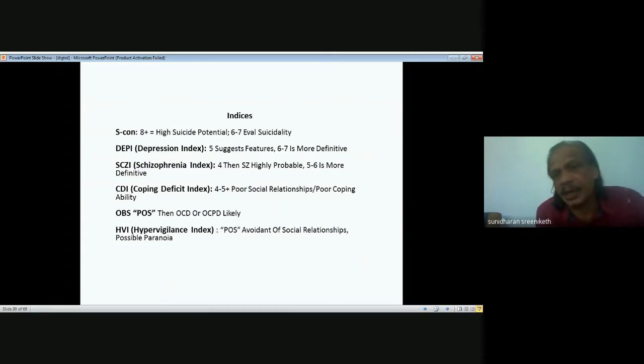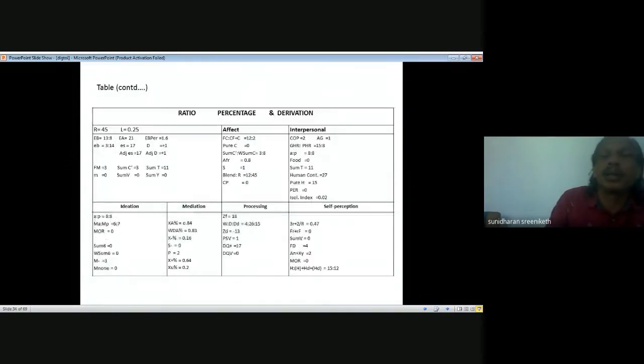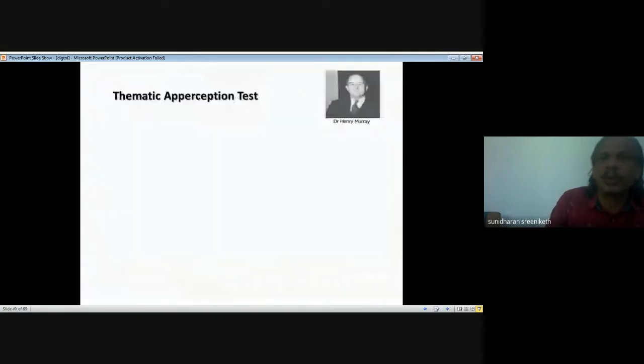Then the hypervigilance index shows how far the person is vigilant about the current situation or the environment. He may avoid social relationships because he is not trusting others, or he may form a very suspicious attitude towards other persons inside or outside the family environment, which indicates the paranoid feature, paranoia or suspiciousness. So these are the indices that can be evidenced in the interpretation of the Rorschach Inkblot test: suicidal potential, depression index, schizophrenia, coping deficit, obsessive compulsive features, and hypervigilance. From this, we can understand the problem of the individual.